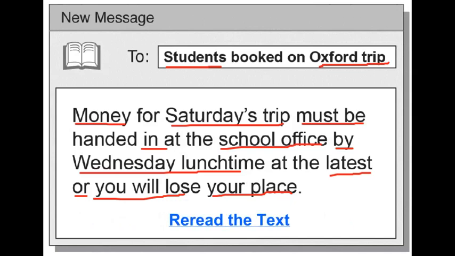Let's reread it. To students booked on the Oxford trip. Money for Saturday's trip must be handed in at the school office by Wednesday lunchtime at the latest, or you will lose your place. Let's paraphrase. Saturday's trip must be paid by Wednesday lunchtime.